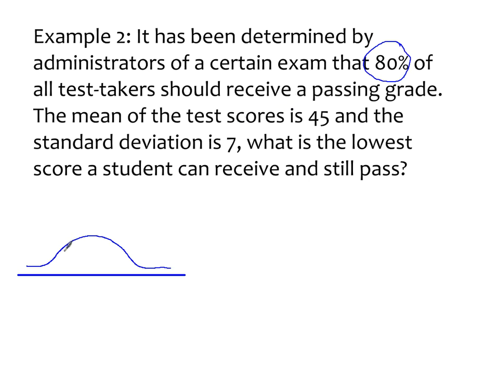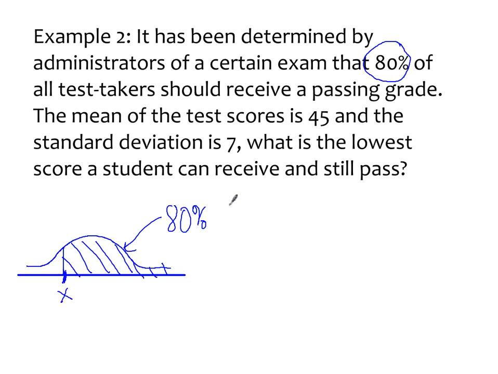And so I'm thinking that this area would represent the top 80%, and this area would represent the bottom 20%. What's the lowest score a student can receive? Well, we're talking about the bottom edge of that interval. That would be this. Okay, this is what we're looking for. This is our x value that is in question. How do we get this value, right?